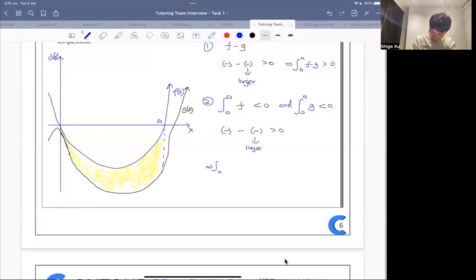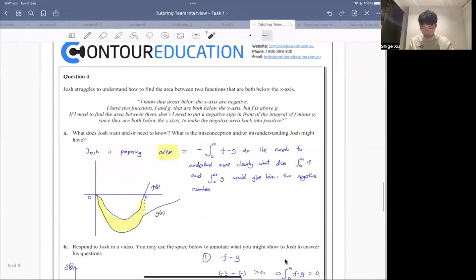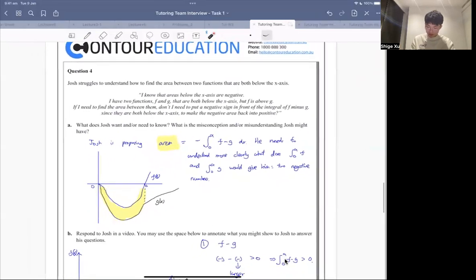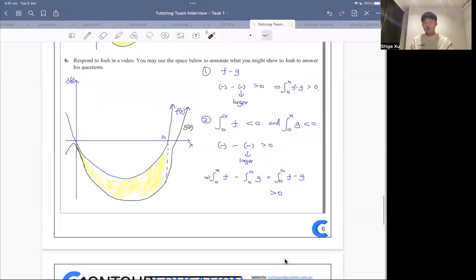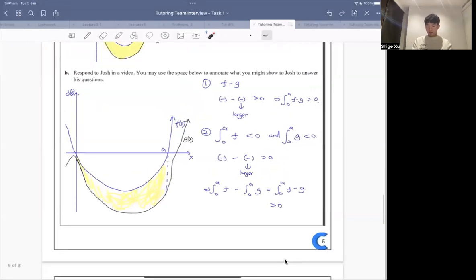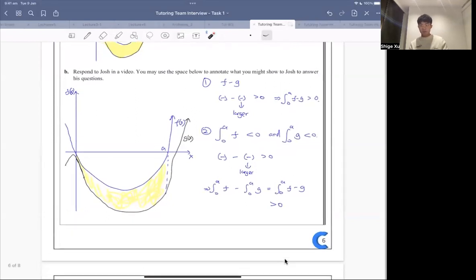So the integral from 0 to a of f minus the integral from 0 to a of g, which is equal to the integral from 0 to a of f minus g, is positive. So the result of this integral is positive, representing the area. So again, you don't need a negative sign. With this type of question, it's important that you really understand what integration is doing here, and what you would likely obtain, a negative number or positive number.